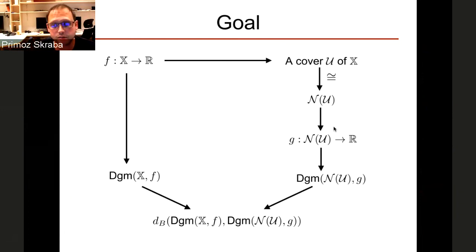I'm not going to define this precisely. There's one natural choice of this, and with a little bit of thought, I think everyone can figure it out very quickly. And then the diagram of this function on the nerve is what we can actually compute. And what we're after is some kind of approximation result between the two, right?